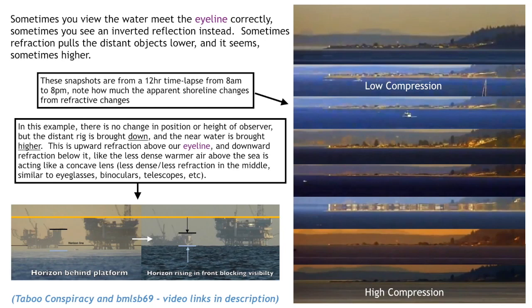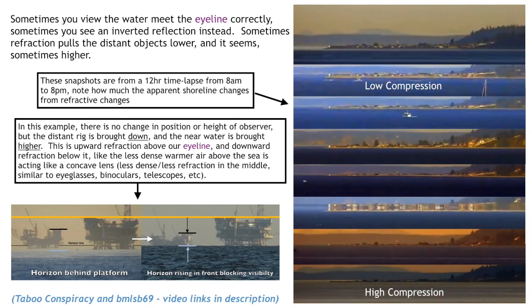You can also see it in this example below. Again, video links in the description. This is of some distant oil rigs. There is no change in the height of the observer, but the distant rig is brought down and the near water is brought higher. This is upward refraction above our eye line and downward refraction below it, essentially.